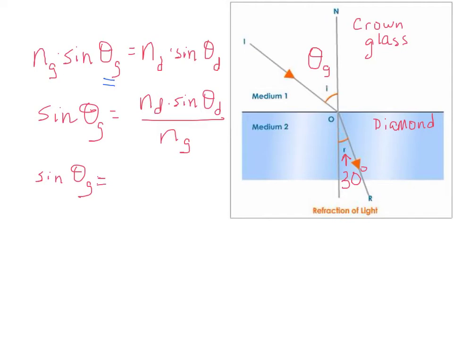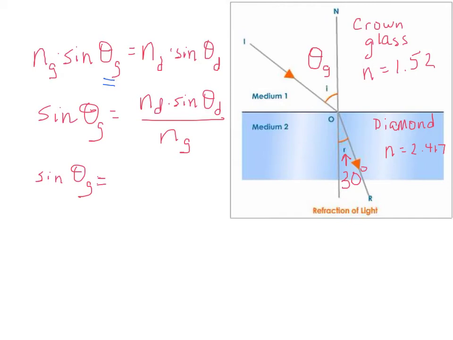Now, the index values, you're going to have to look up on the table of indexes that's included in the tutorial. On the problems, there's a link back to it. So I would suggest just keeping a tab open with that on there. And when you go back and find that, you'll see crown glass has an index of 1.52 and diamond 2.417.